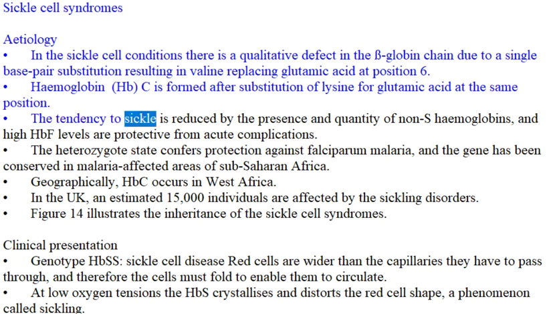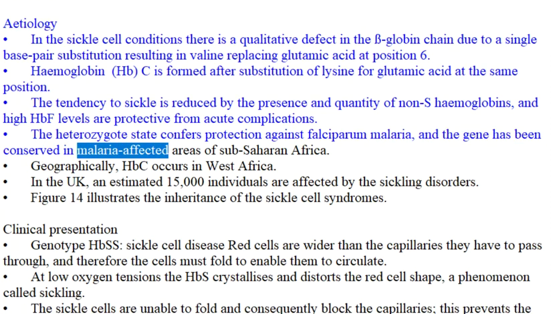The tendency to sickle is reduced by the presence in quantity of non-S hemoglobins, and high HbF levels are protective from acute complications. The heterozygote state confers protection against falciparum malaria, and the gene has been conserved in malaria-affected areas of sub-Saharan Africa.